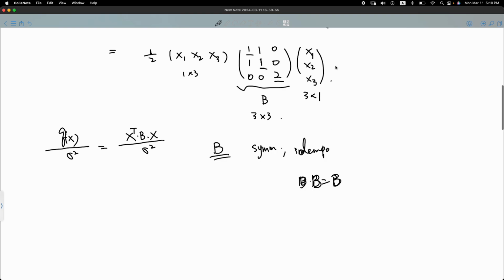So what are some theorems that we can use here regarding matrices that are idempotent and symmetric, and also we are talking about the quadratic form? So is there any theorem from your lecture notes we can use here to comment on the distribution?